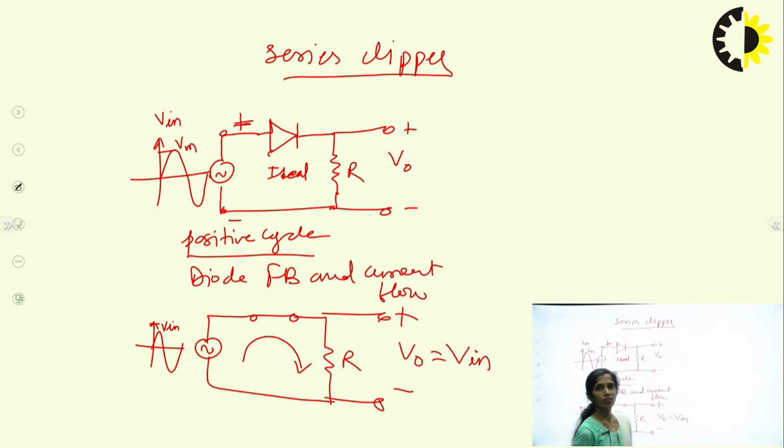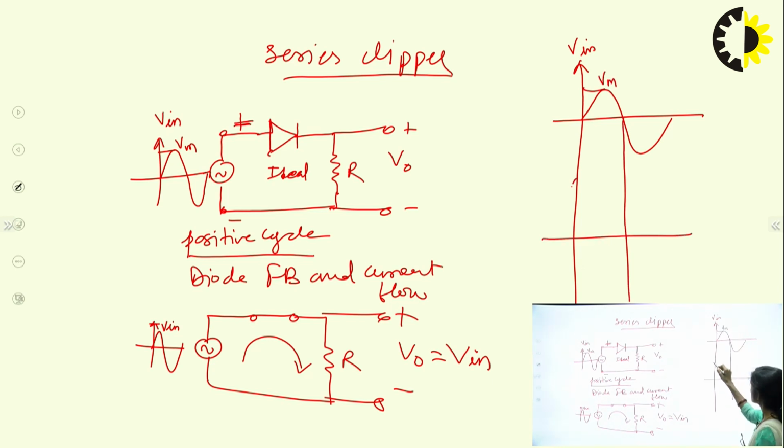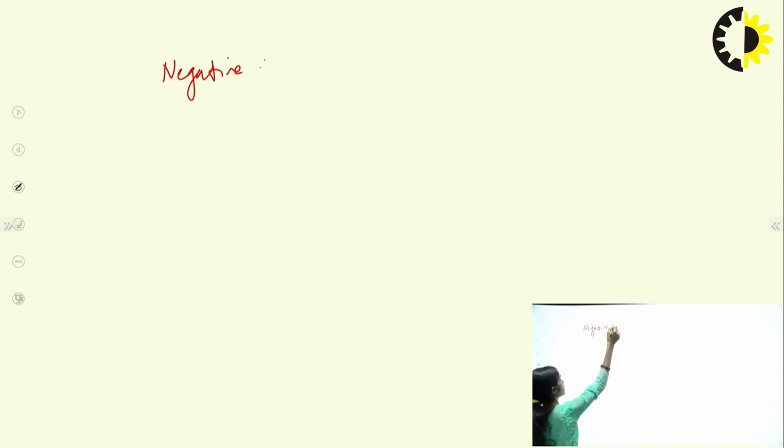So, if we draw the waveform for this clipper circuit, this is the input signal Vin with peak amplitude Vm. For the positive cycle, the output is the same as Vin, so the output is drawn the same as Vin. That means the peak voltage is also equal to Vm. So for the positive cycle, we get the same output. Now if we talk about the negative cycle, the diode will become reverse bias.